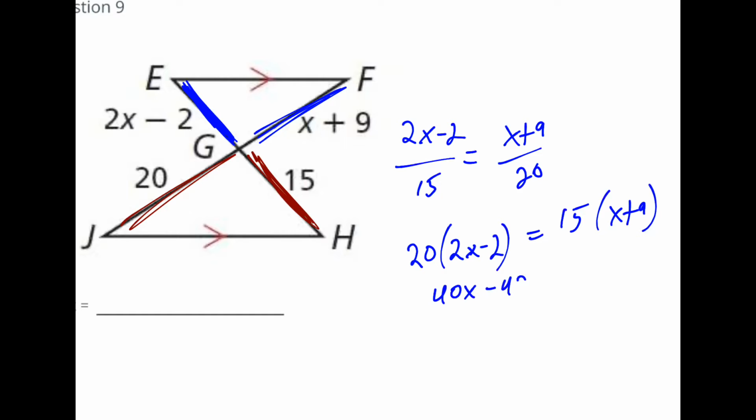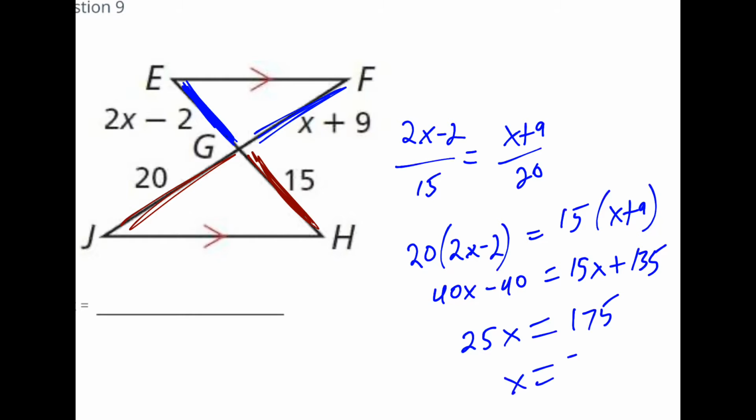40x minus 40 is equal to 15x plus 135. If I move the x's to the left, I have 25. If I move the 40 to the right, I have 175. If I divide things out, I have 7. Now, why did I choose how to match those up? Well, I visualized if I rotated this figure here, which sides would match up. I could have labeled this better by giving you an actual similarity statement that would have made things easier.